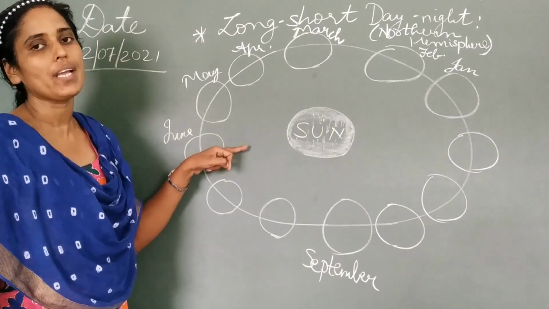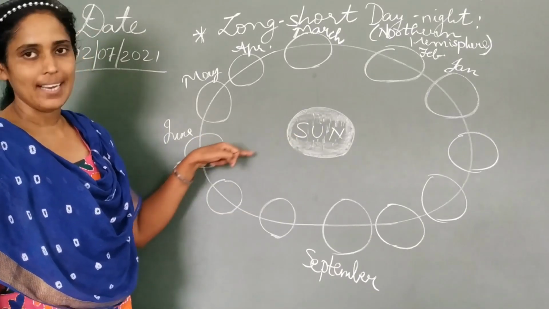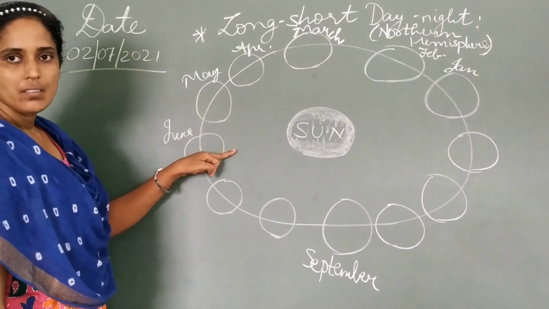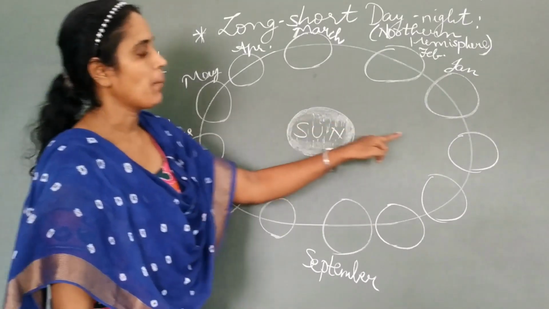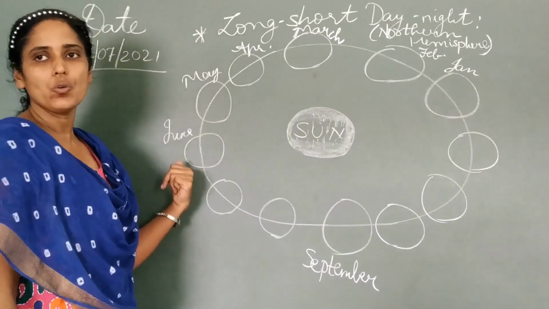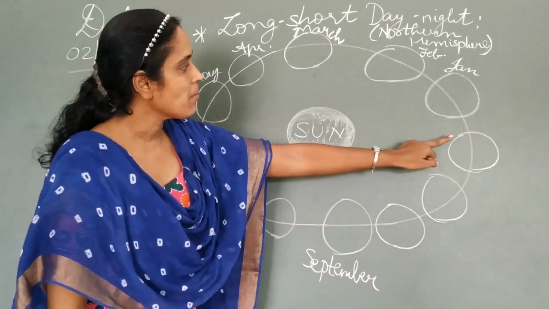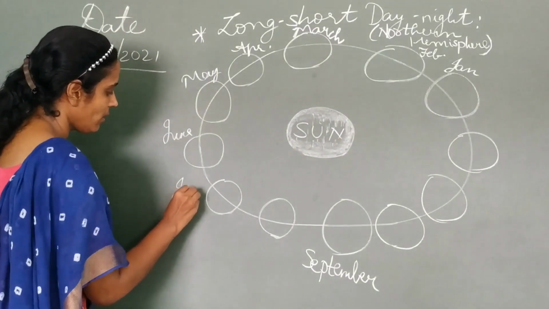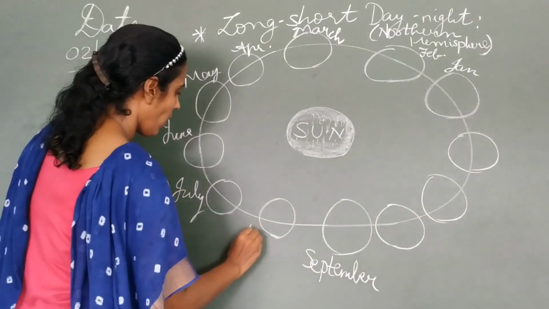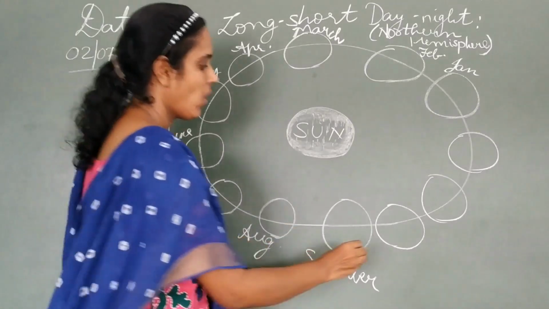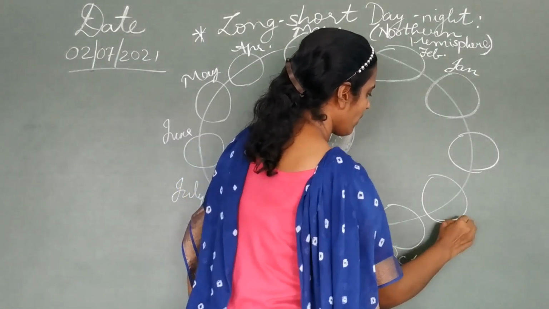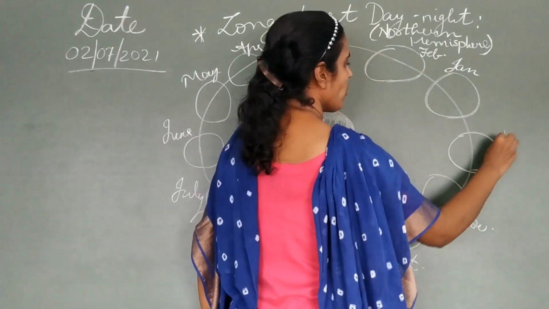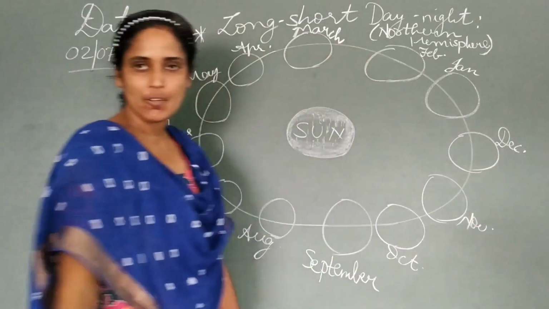Just like a clock, we have the hands of the clock. In that way, how we have the number 9 over here and we have number 3 over here, in the same way, June should come in this position and December should come over here. Okay? May, June, July. Go on writing along with me, students. August, September, you have already written. October, November, and then you have your December. So students, 12 months are completed.